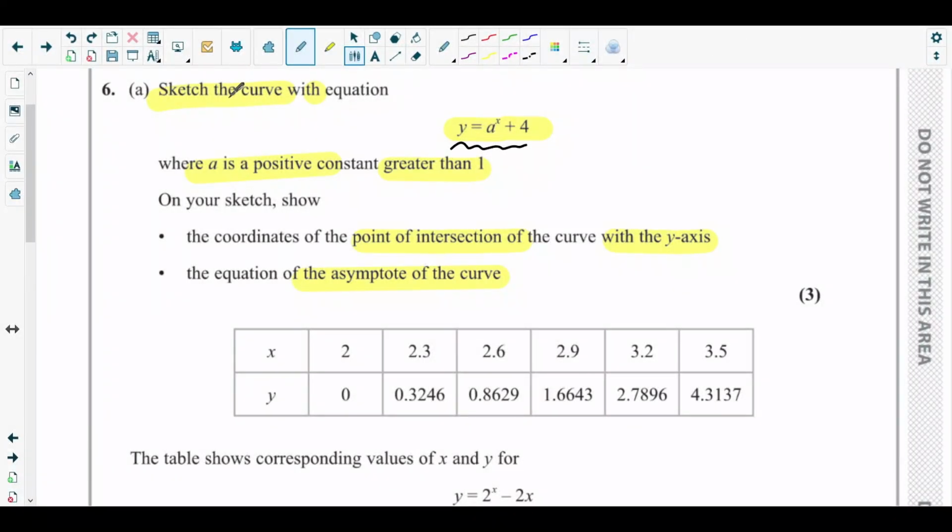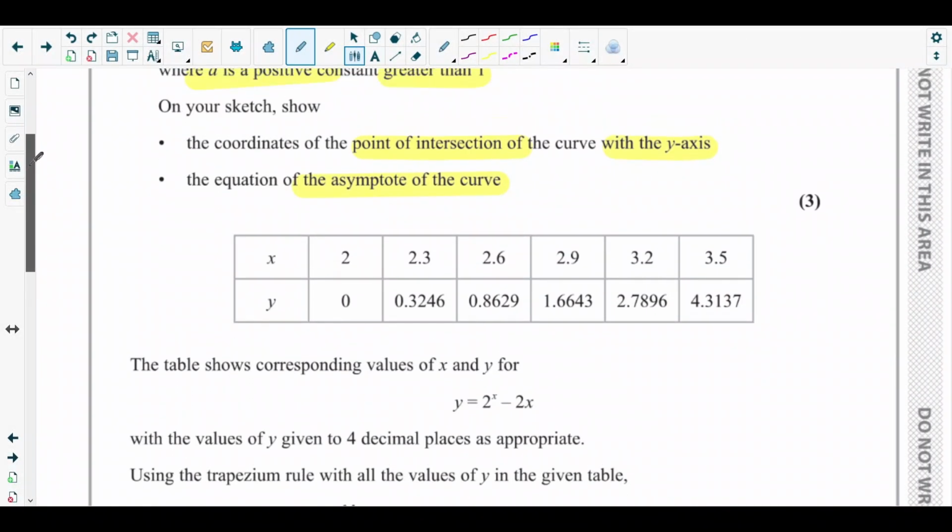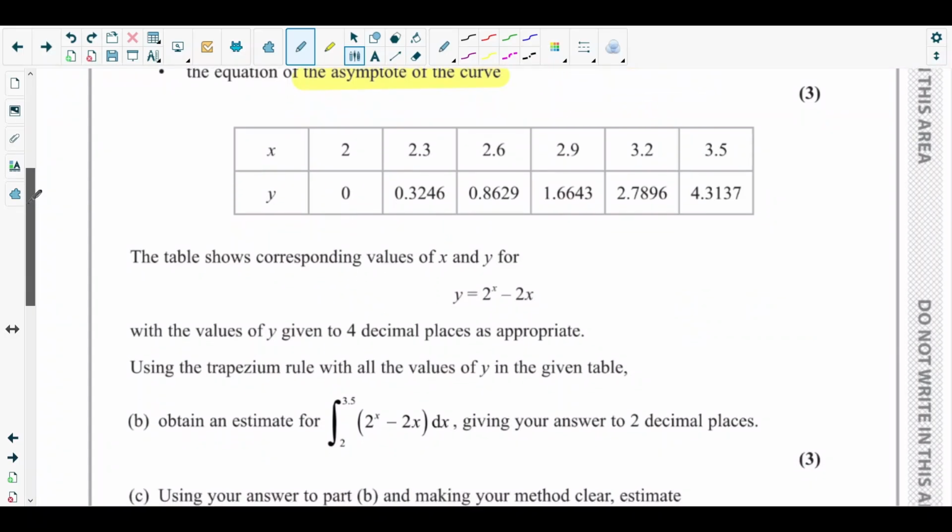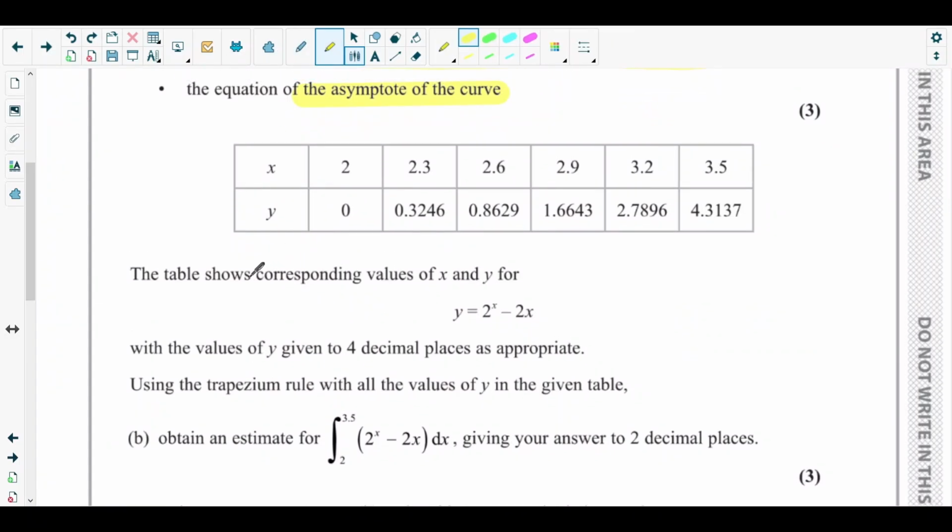Next is part B. In part B, the question says the table shows corresponding values of x and y for y equals 2 to the power x minus 2x. Here we can see a table of values for x and y for this equation, with the values of y given to 4 decimal places as appropriate.